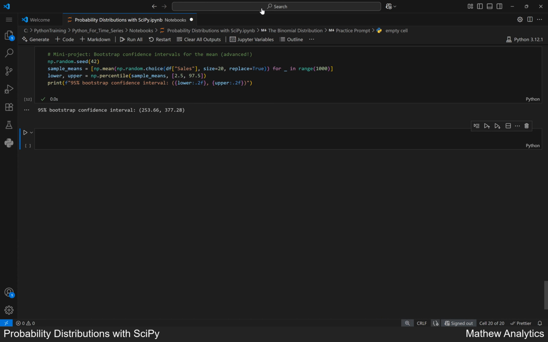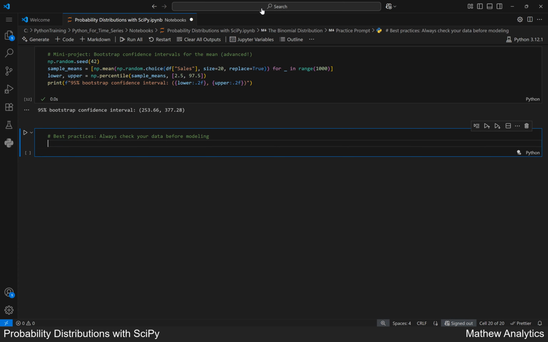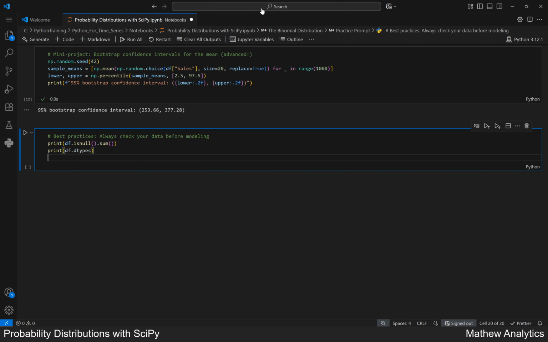For best results, always check for missing values or mixed-up data types before working on probability questions. This prints how many missing values are found in each column. This prints what kind of data each column has. Running the cell now.